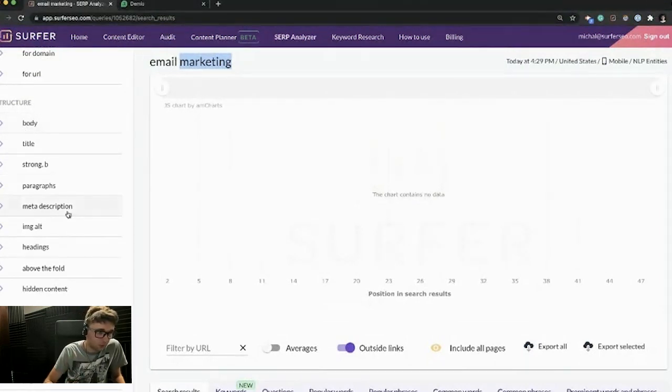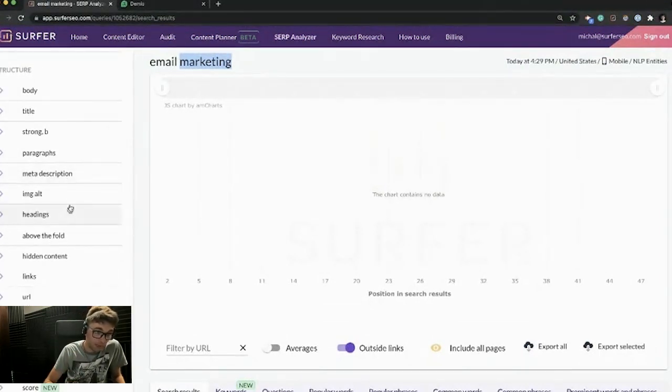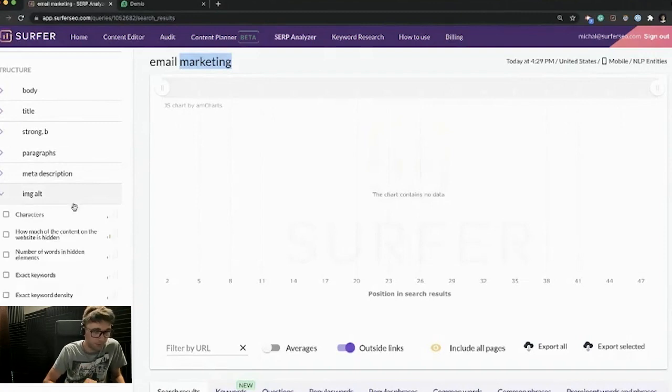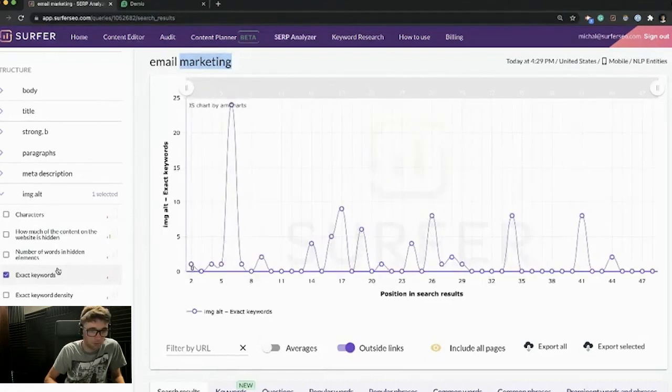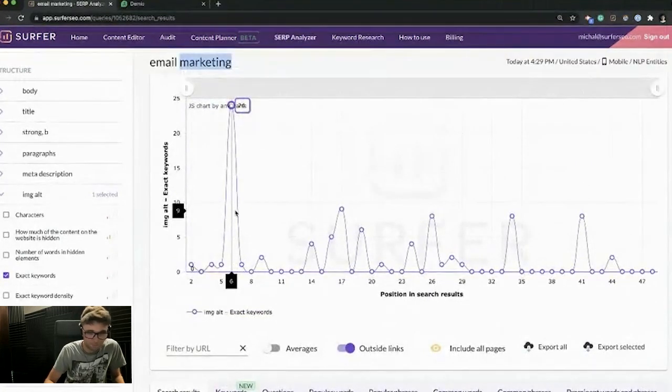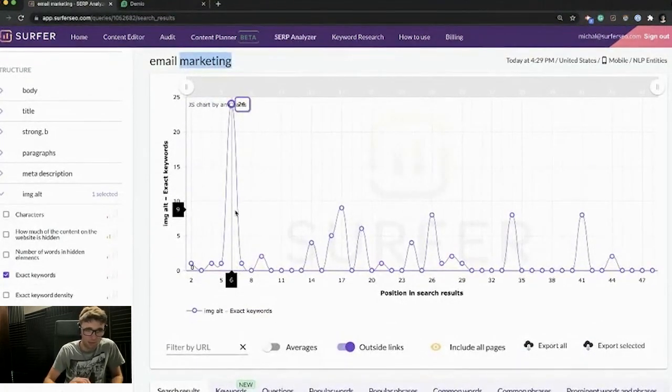So let's take a look at image alts. Why not? Exact keywords in image alts. I will guess we have 0 times. Yes, we have 0 times. Oh, and this guy, HubSpot, well, they are HubSpot, so they can afford it. But in general, they have way too many. They're outliers. They should remove email marketing from their image alts. Definitely, that's something to consider.